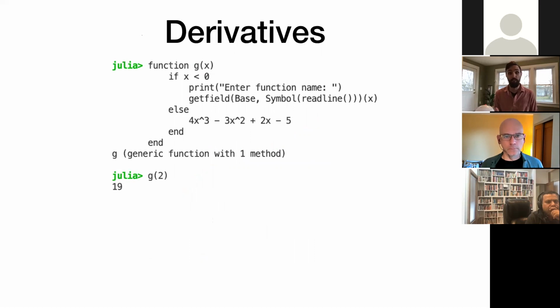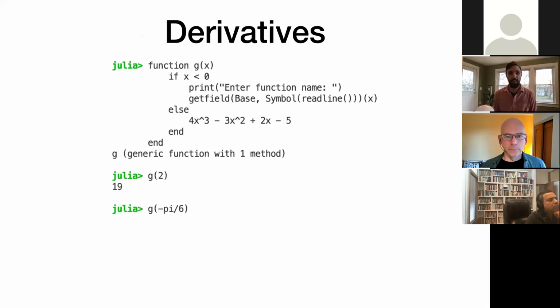So here's another function definition where if x is negative, we'll do some IO, print out a prompt for the user, ask them to enter a function name, and then we'll read that in. Julia will dynamically look up what function that is and evaluate it at the x that's given. Otherwise, let's do that polynomial that we showed in the first example. So if positive numbers, I can evaluate that polynomial.